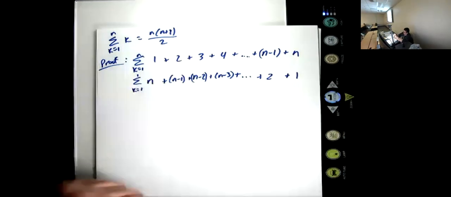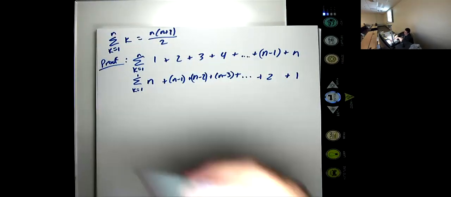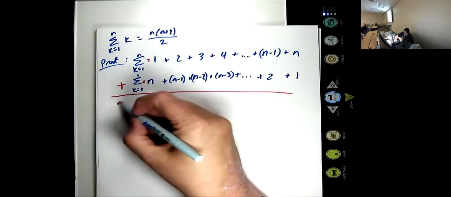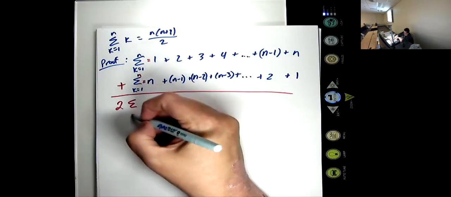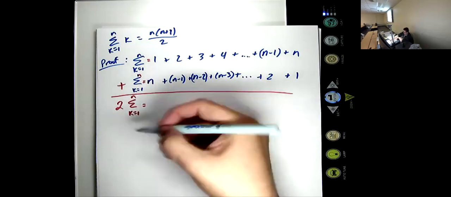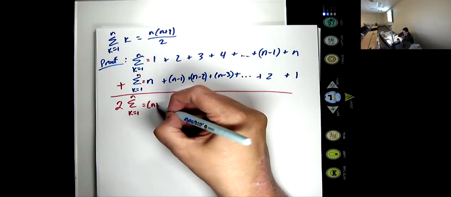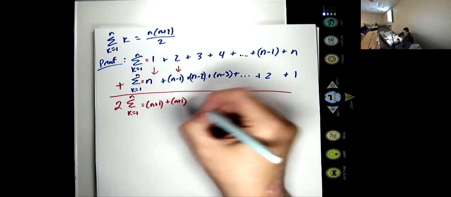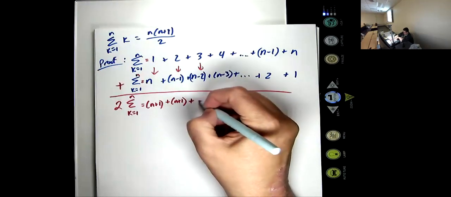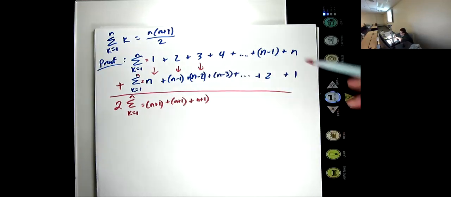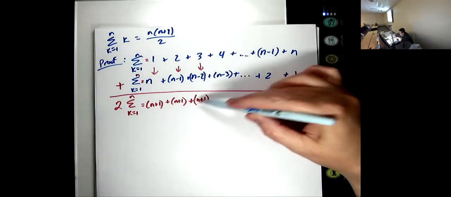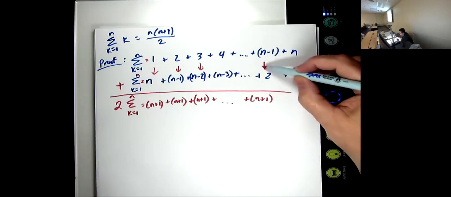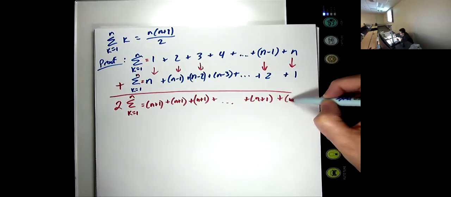Add them up. If I add these up, I have 2 of the summations on the left. On the right, I'm just gonna add vertically. I've got n plus 1 there. And I add these 2, and I've got another n plus 1 there. And I add these 2, and I have another n plus 1 there. And I keep doing this. And I got n plus 1 there. And finally, another n plus 1 there.